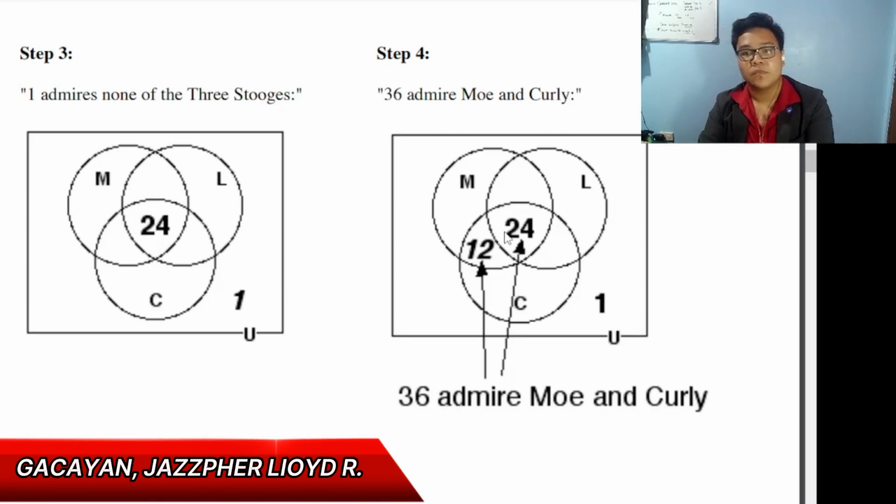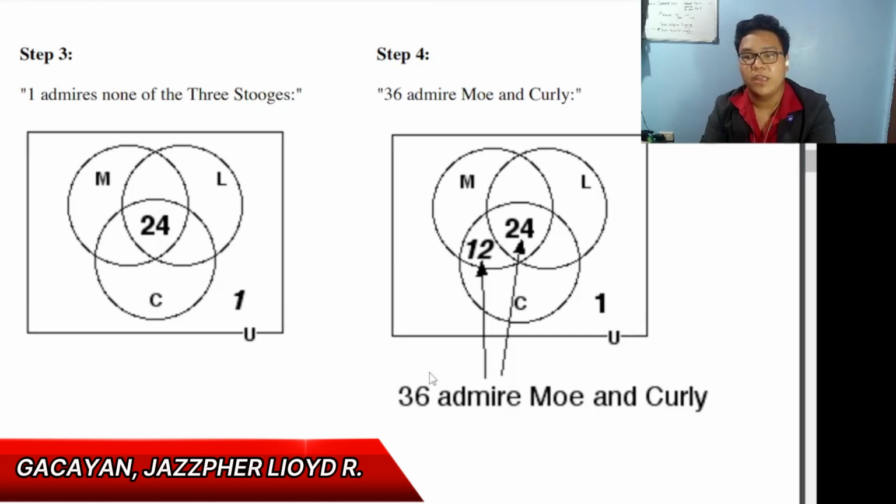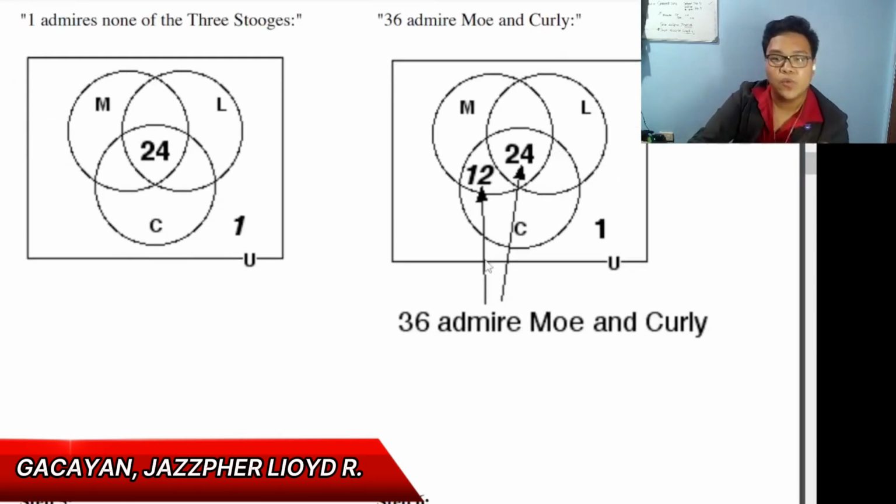Next up, there are 36 people that admire both Mo and Curly. So, what are we gonna do? Now, what we are going to do is subtract it from 24. And then we add 12, because they meet up together. They count as the people who liked both Mo and Curly within the middle. So, we add 12 between Mo and Curly at this point.